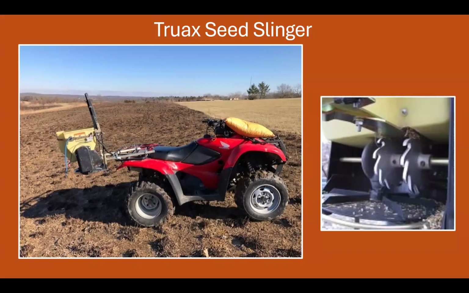They also have a handheld version of this that has a wearable shoulder strap. You can operate that by just walking and cranking the handle on it. It also has the agitator and picker wheels that can be adjusted for the appropriate seed flow. So those might be ideal for smaller field situations.